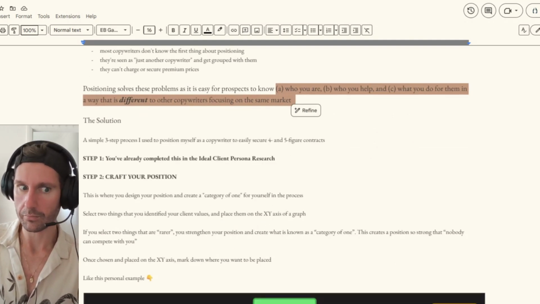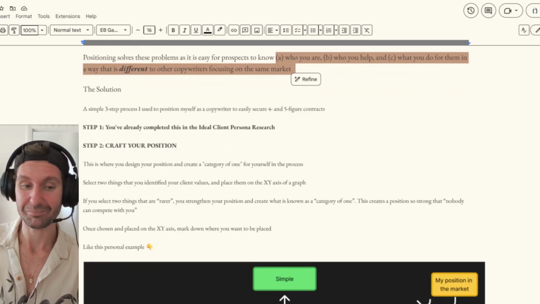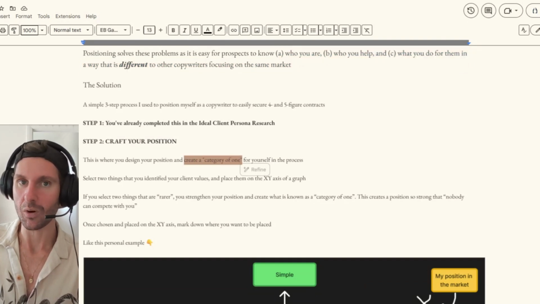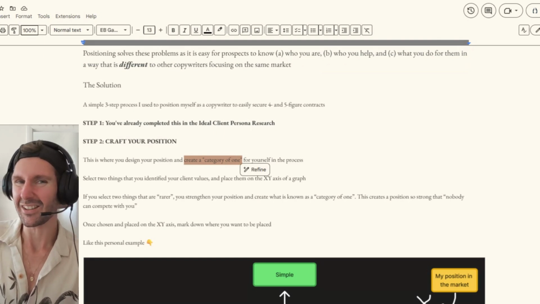So the solution, very simple. Okay, 3 steps. You've already done the first step, so congratulations. You did it when you completed your ideal client persona research. Okay? The second step is that you get to craft and choose your position. Okay? This is where you get to design and create what's known as a category of one for yourself. So it's like, these are the things that you're going to promote, advertise, and essentially compete on.